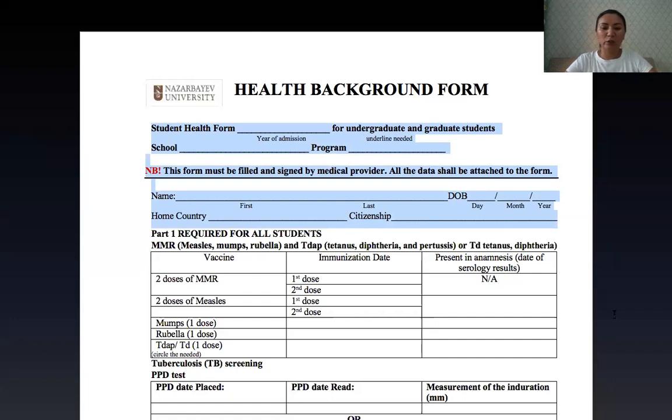The only thing which is important here is that this form must be filled and signed by a medical provider, and he or she must provide their phone number and email in order to be in contact with us if we have questions or queries regarding your health condition or vaccination form.